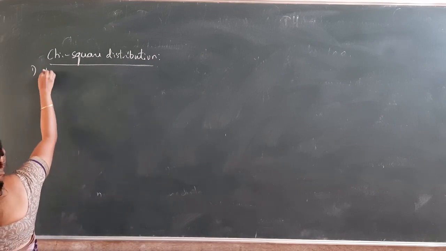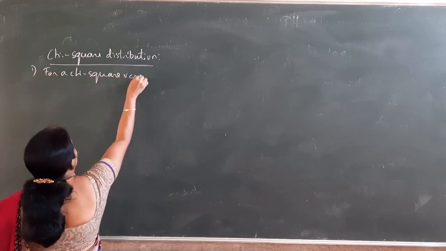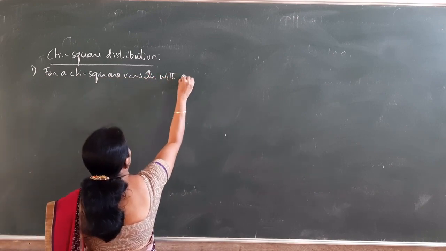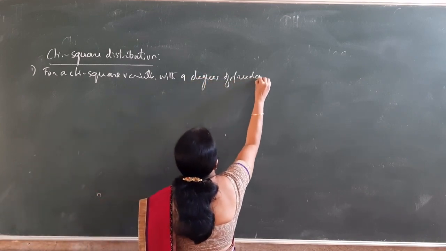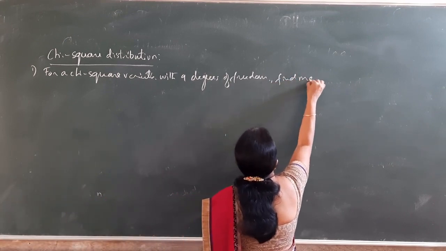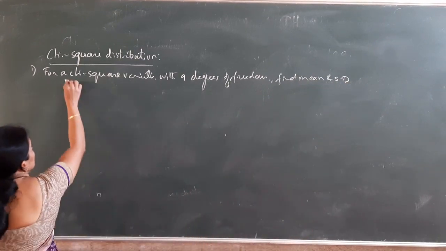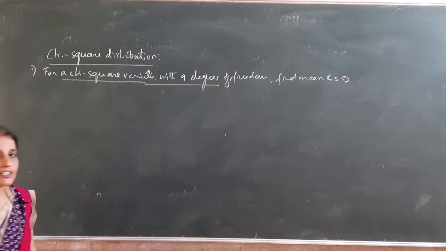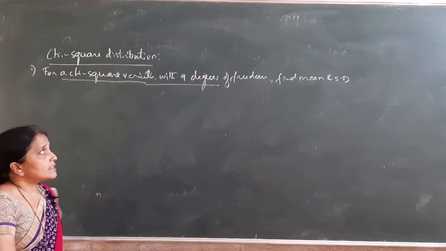For a chi-square variate with 9 degrees of freedom, find mean and standard deviation. Now here we are dealing with the chi-square variate with 9 degrees of freedom. In a chi-square distribution, the degrees of freedom is given by n, right?